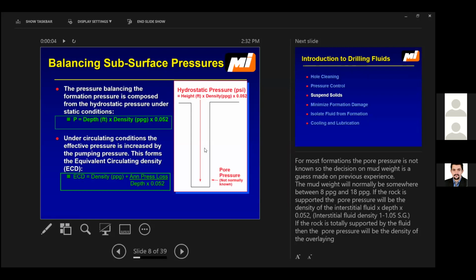Under circulating conditions, the effective pressure is increased by the pumping pressure. You already have the pressure of the column weight of the drilling fluid. But when you exert force to pump, this corresponds to what is called ECD, the equivalent circulating density. So the static density is the normal density of the fluid. So what is the ECD? The assumed density of the fluid when we are pumping, or circulating, or when we are in dynamic motion.